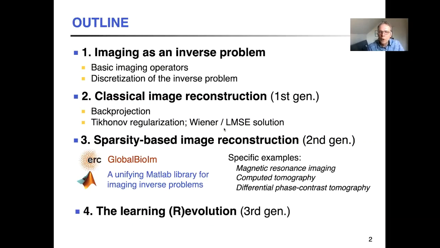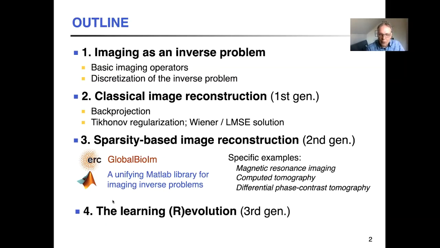Then we move on to what I call second generation methods, in particular those that are related to compressed sensing. So it's sparsity-based image reconstruction. There has been a huge amount of research in the past decade. This is also the place where Pol will intervene, because we will show you some specific examples and also some software that will allow you to implement some of those methods.